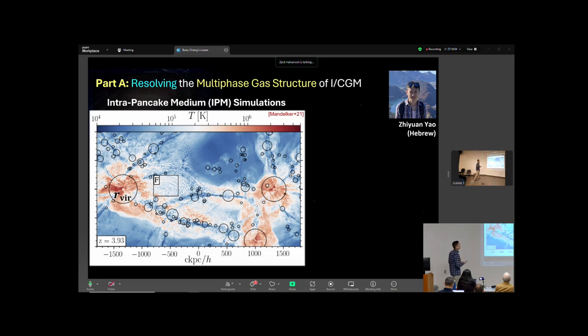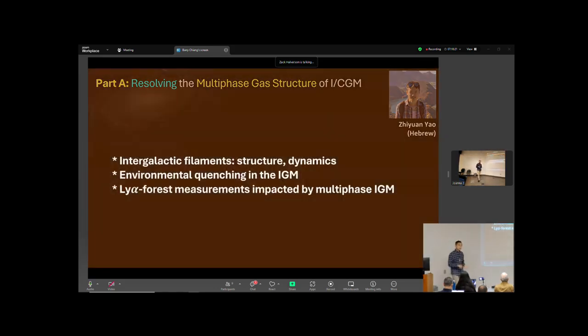Secondly, there are a lot of small-scale warm-cold cloudlets forming around these filaments and also around the CGNs, or these nodal galaxies. So the key questions we're after here is we want to understand the demographics, dynamics, and also the structure of these intergalactic filaments.